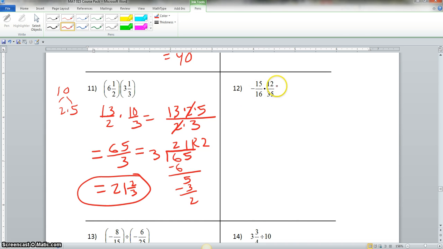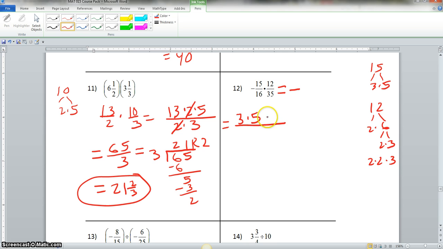Now we go here to number 12. First of all, we have a negative times a positive, which we know means our final answer is going to be negative. Now this is what we could do here. Let's take the prime factorization of 15, which would be 3 and 5. So we'll write 3 times 5. Prime factorization of 12: this breaks down to 2 and 6, and then 2 and 3. So we will have 2 2's and 1 3 for 12. So it'd be times 2 times 2 times 3.